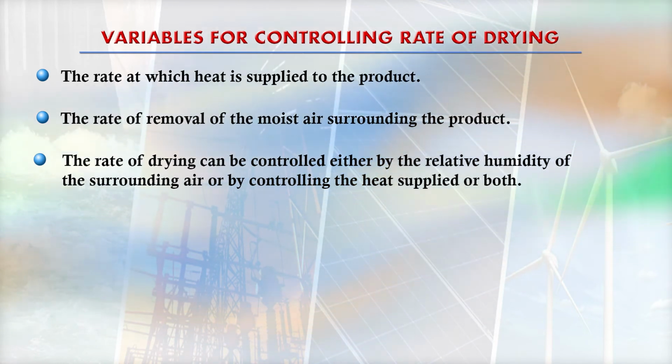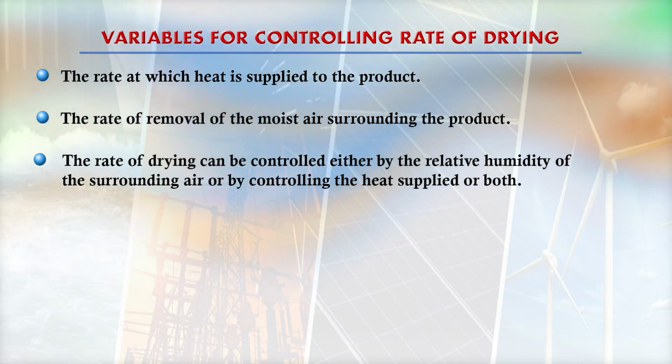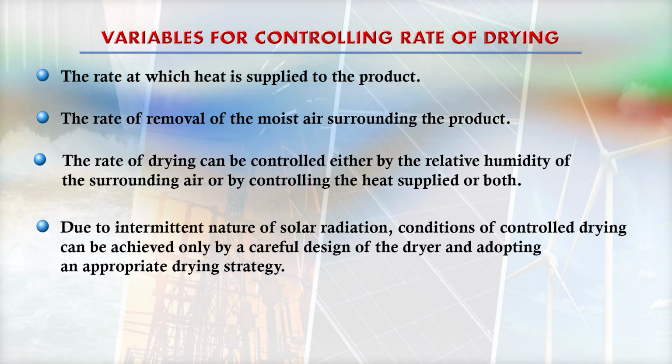The rate of drying can be controlled either by the relative humidity of the surrounding air, or by controlling the heat supplied, or by both. As we all know, solar energy is not continuous in nature, it is intermittent in nature. Due to the intermittent nature of solar radiation, conditions of controlled drying can be achieved only by a careful design of the dryer and adopting an appropriate drying strategy. Then what is the formula for calculating efficiency of a solar drying system?